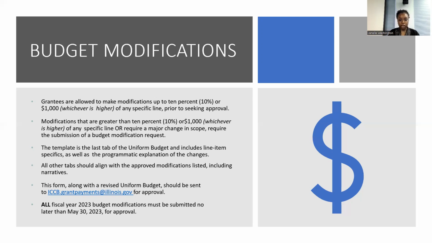All other tabs should align with the approved modification list, including narratives. This form, along with a revised uniform budget, should be sent to the ICCB Grants Management email. All fiscal year 2023 budget modifications must be submitted no later than May 30th, 2023 for approval.